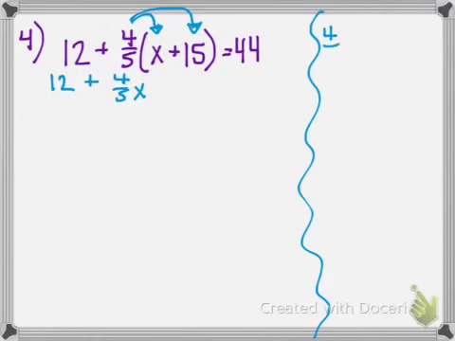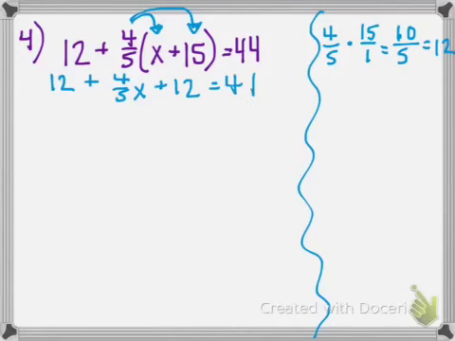So 4/5 times 15, or times 15 over 1. And now I can multiply my fractions. 4 times 15 is 60. 5 times 1 is 5. 60/5, if I simplify it, or 60 divided by 5, is the same as 12. So jump back to my problem, it becomes plus 12 is equal to 44.